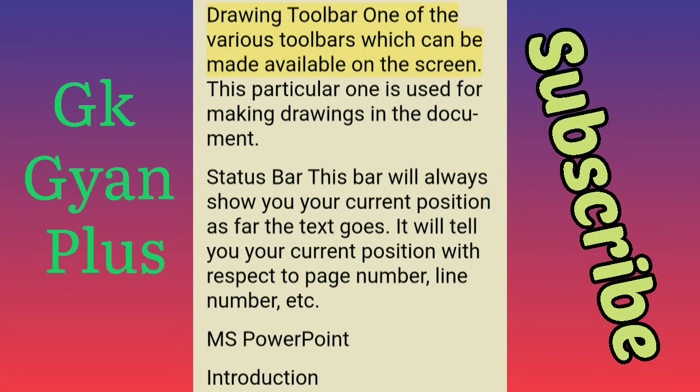Drawing toolbar. One of the various toolbars which can be made available on the screen. This particular one is used for making drawings in the document. Status bar. This bar will always show you your current position as far the text goes. It will tell you your current position with respect to page number, line number, etc.